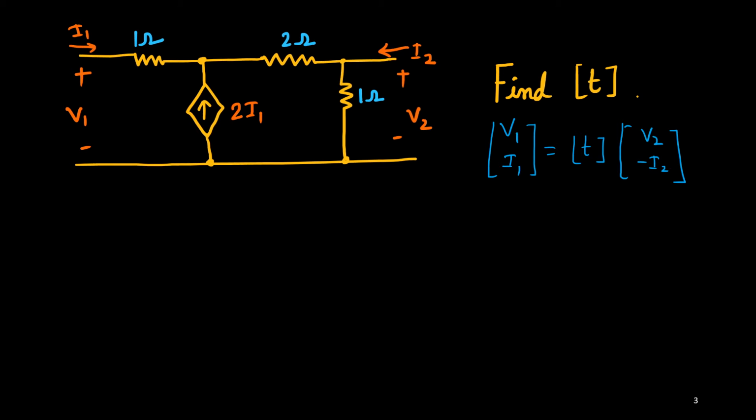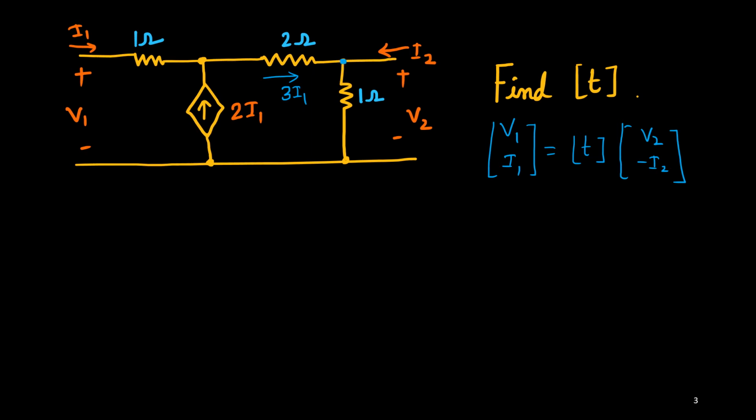Now consider this one. This is your I1, this is 2I1. If you apply KCL, I1 plus 2I1, it will go through this side, it will be 3I1. So I can say that this current is 3I1. Then I'll apply KCL at this node: 3I1, this is your I2, and the outgoing current will be V2 upon 1.